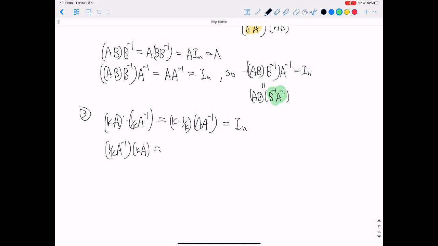For multiplication in the other order, you just do the same trick, and again just use the statement that A inverse A is identity.